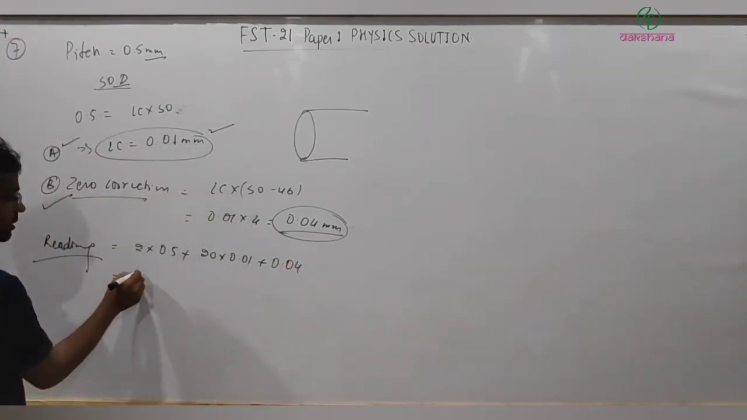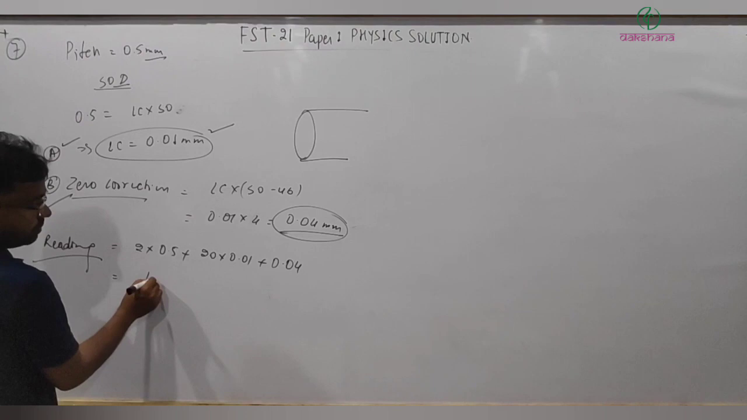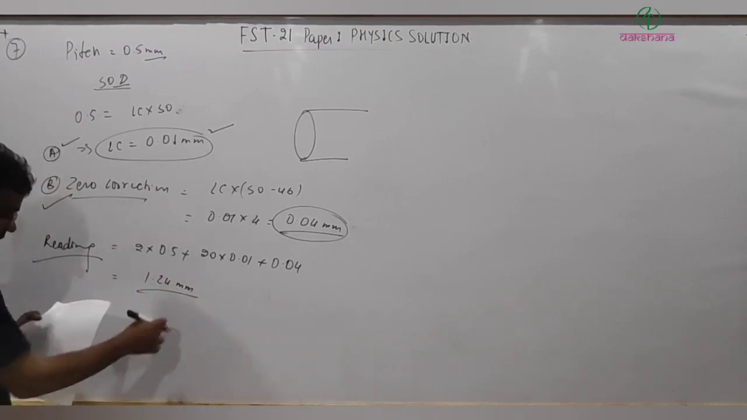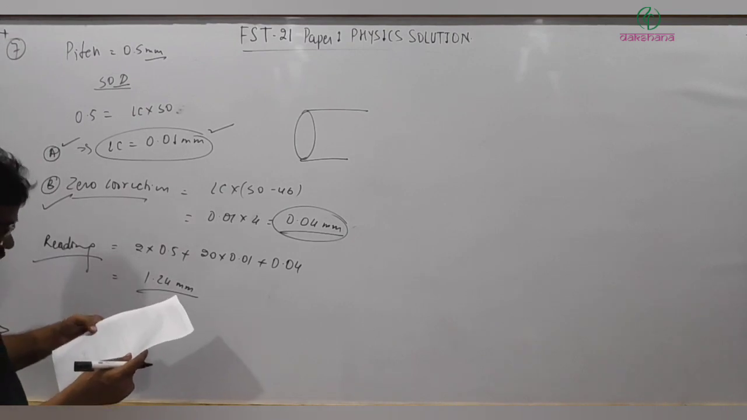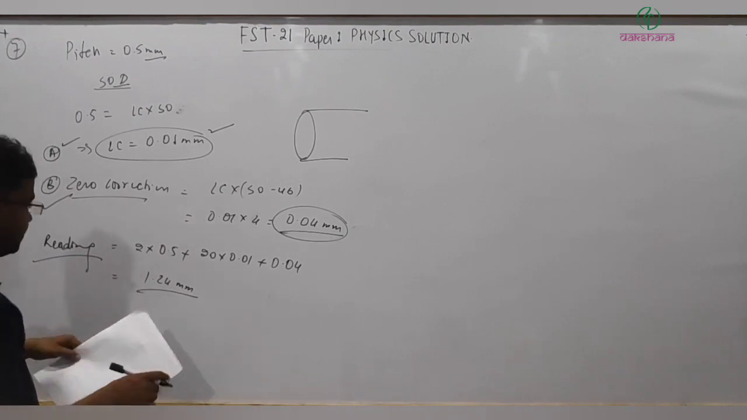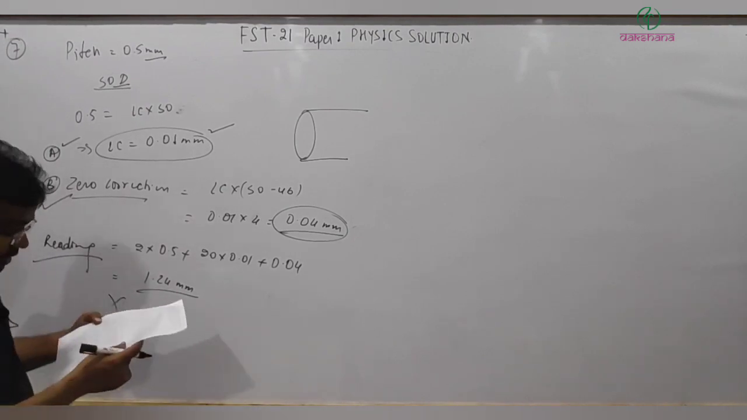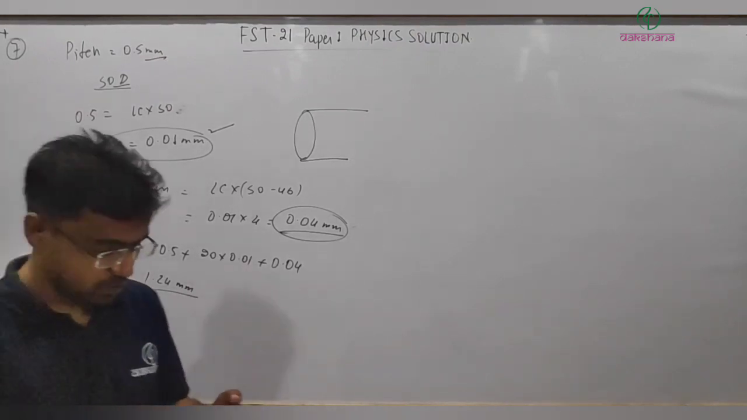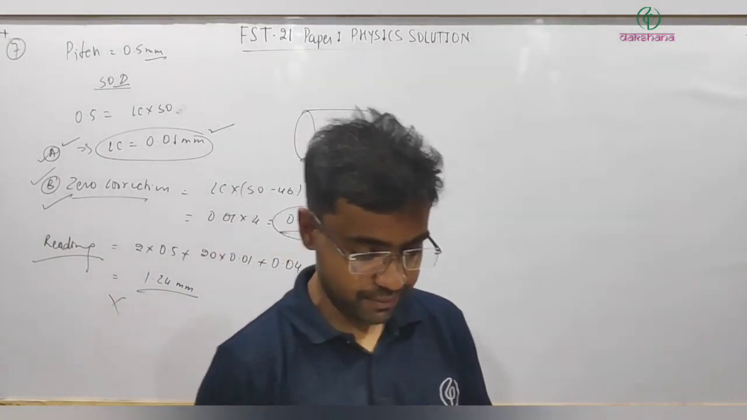So the reading will come out to be 1.24 mm, and this option does not match with it, so radius is 0.65 mm, that's not the correct answer. All of these are also wrong, so A and B are the right options. So that is your problem number 7.